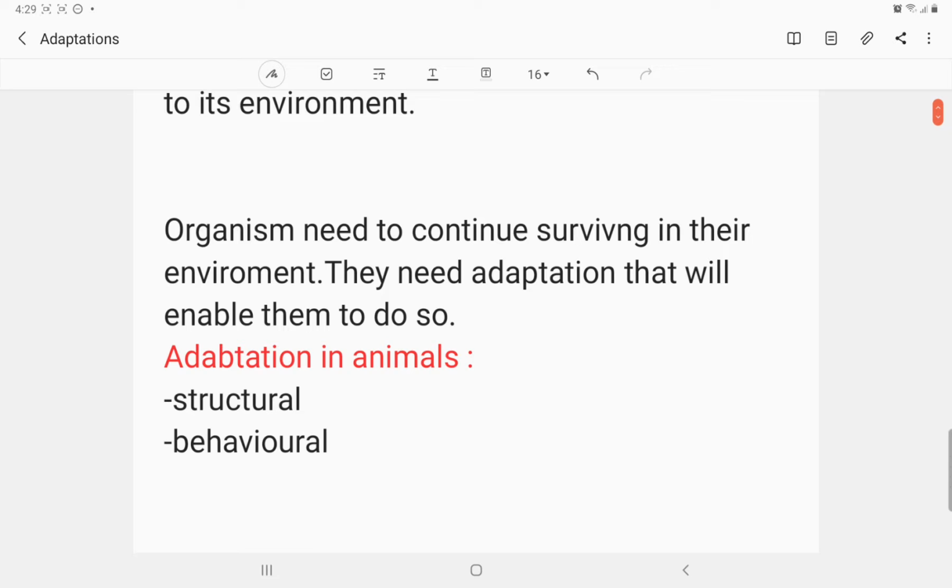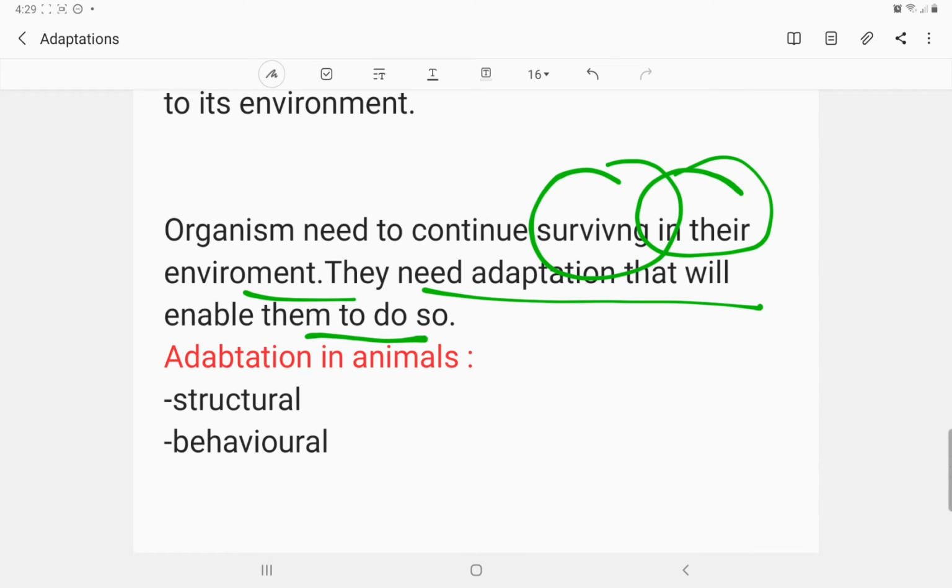Organisms need to continue surviving in their environment, right? So what do they need? They need adaptations that will enable them to do so.